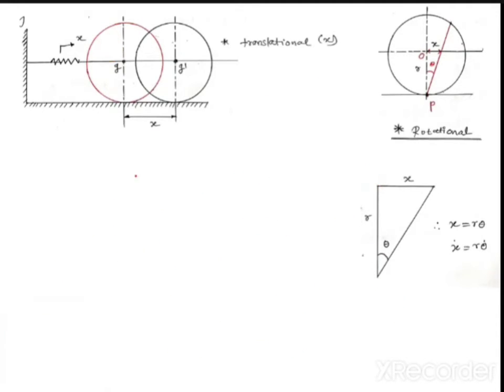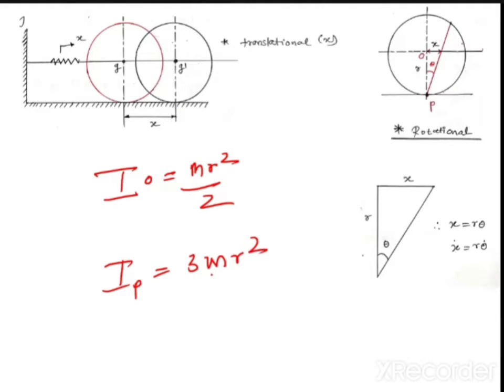Now I will tell you something interesting. IO is nothing but mr square by 2, but I am interested in P, which is nothing but mr square by 2.